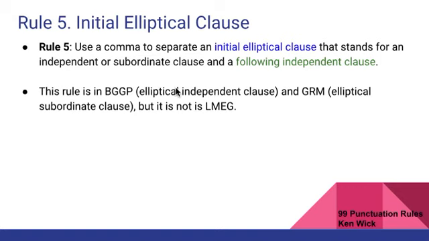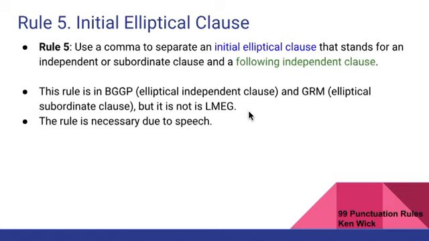So if you want to stick to your specific reference, then I've provided you with the clarification of how to apply these rules. So once again, rule number 5 is use a comma to separate an initial elliptical clause that stands for an independent clause or a subordinate clause.